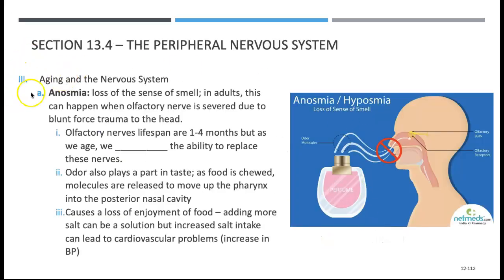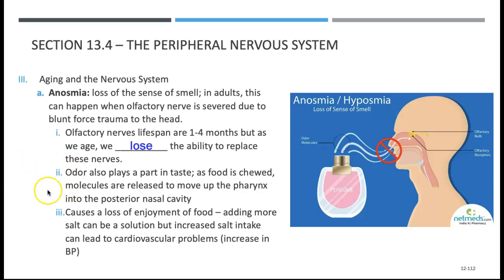And now just a little bit on the aging of the nervous system. Some people do suffer from anosmia, which is a loss of the sense of smell. In adults, this can happen when our olfactory nerve is severed due to blunt force or trauma to the head. Our olfactory nerves only have a lifespan of 1 to 4 months, but as we age, we lose the ability to replace those nerves. So once you lose it, that's it.